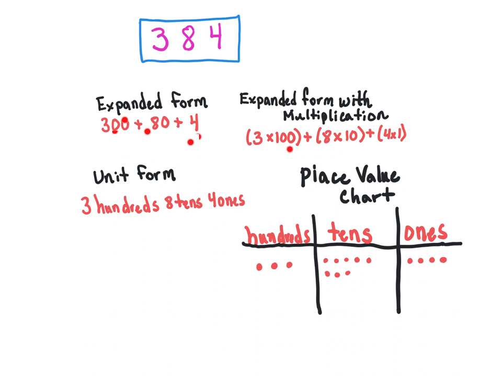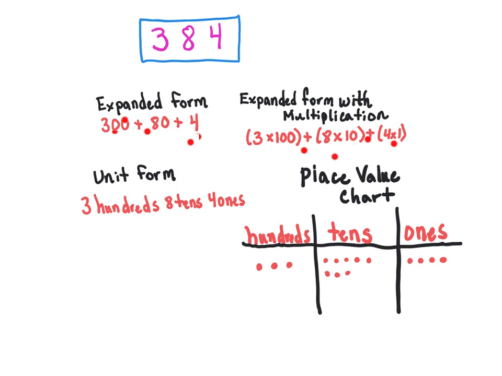How many hundreds do we have? We have 3, so 3 times 100. Plus, how many tens do we have? We have 8, so 8 times 10. Plus, how many ones do we have? We have 4, so 4 times 1. If we solve this, we would get 384.